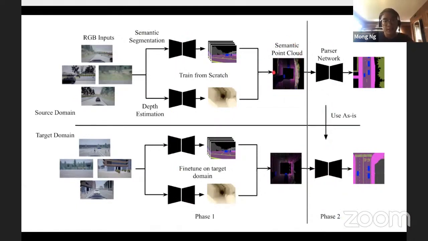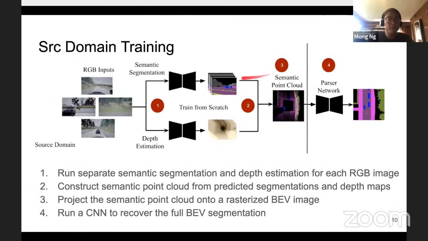Our pipeline takes in RGB images and runs semantic segmentation and depth estimation on each of them to produce segmentation maps and depth maps. We then combine the two into a semantic point cloud, which we project onto a rasterized image. This is our intermediate representation, which we feed into our phase 2 model, which is yet another CNN model, to recover the full bird's-eye-view segmentation.